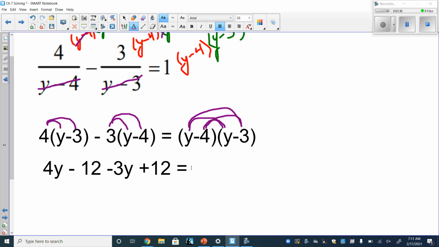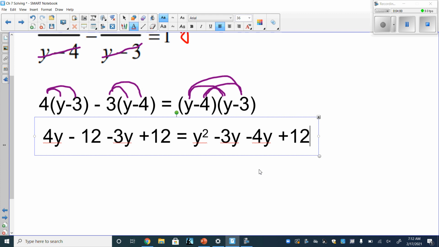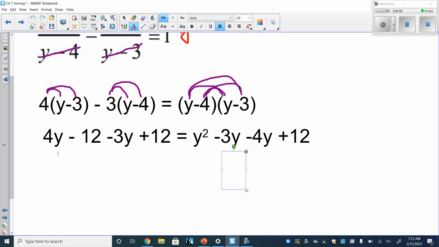So if we do that, y times y would be y squared. Y times negative 3 would be negative 3y. And then we're going to do negative 4 times y, which would be negative 4y, and negative 4 times negative 3 would be positive 12. And once we finish multiplying everything through, we get this here.